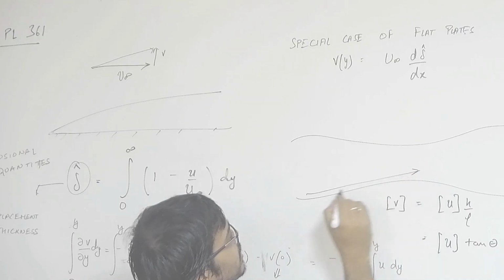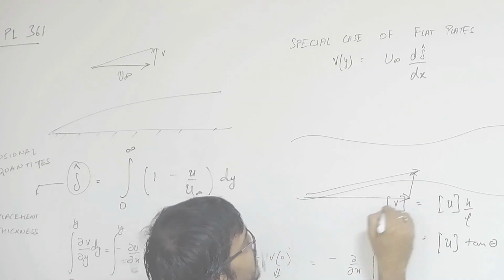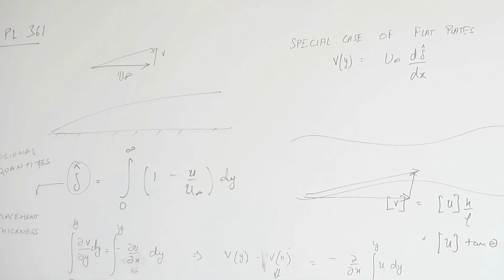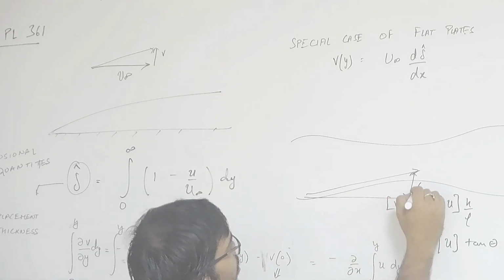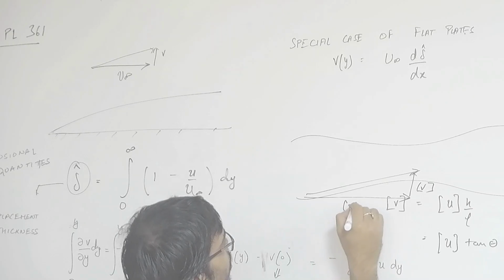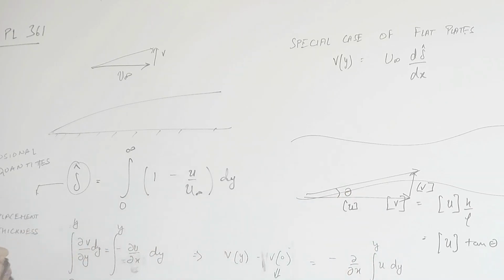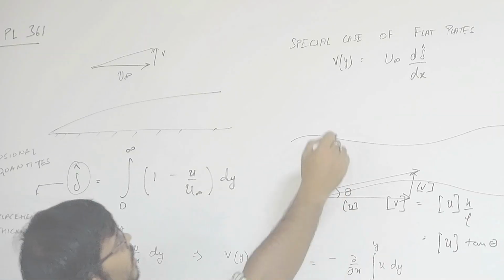over a very large distance you are saying that. This is your v, this is your u, this is that theta. And now compare that with this expression.